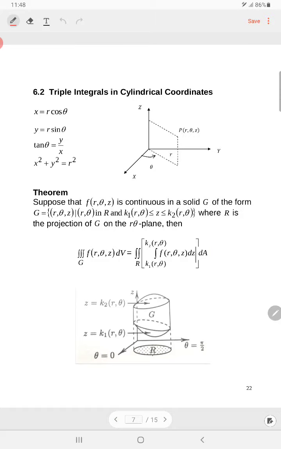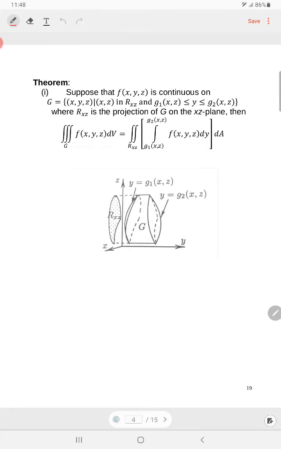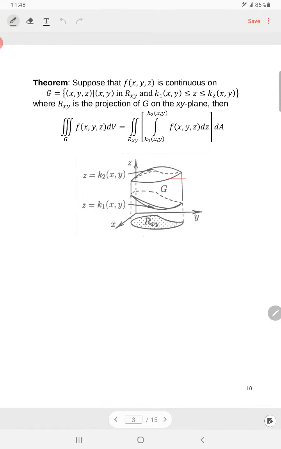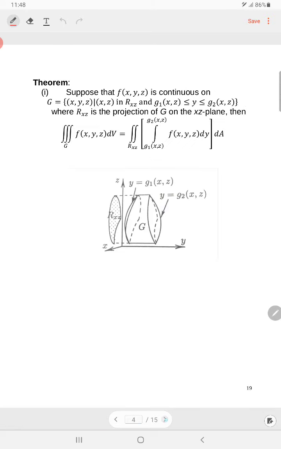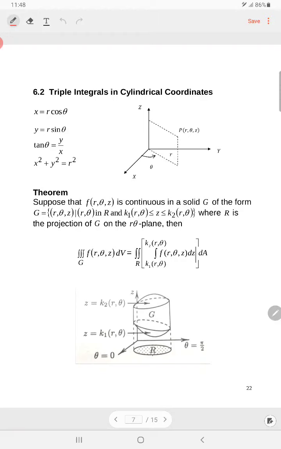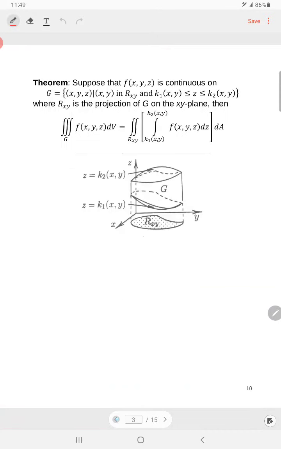Now, if you compare the cylindrical coordinates with the Cartesian coordinates, where we project our solid onto the xy plane, you can see that the integration should be with respect to z first. So the upper limit for z is the top surface, and the lower limit for z is the bottom surface. You can see that the upper and the lower limits for z are the same as in cylindrical. In cylindrical, the top surface is the upper limit and the bottom surface is the lower limit, except in cylindrical we don't use x and y, we use r and theta.